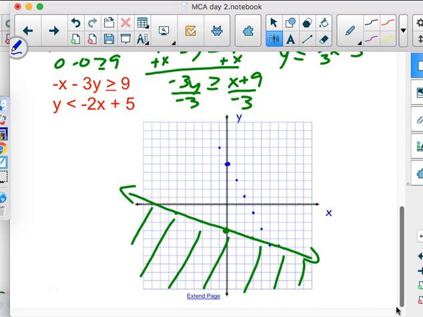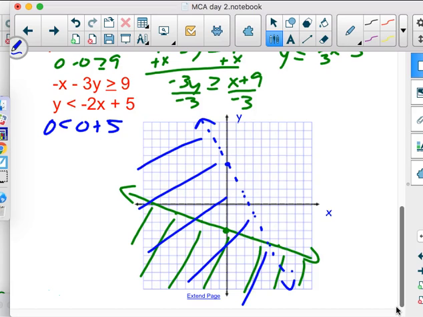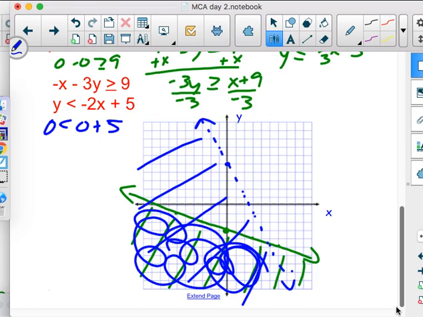Is that one dashed or solid, the bottom one? That one's dashed. It does not have an equals bar. And let's test 0, 0. Is 0 less than 0 plus 5? Yeah, 0 is less than 5. So this one we shade down. And we see the big old double shading region. That should be the darkened answer that we get there.